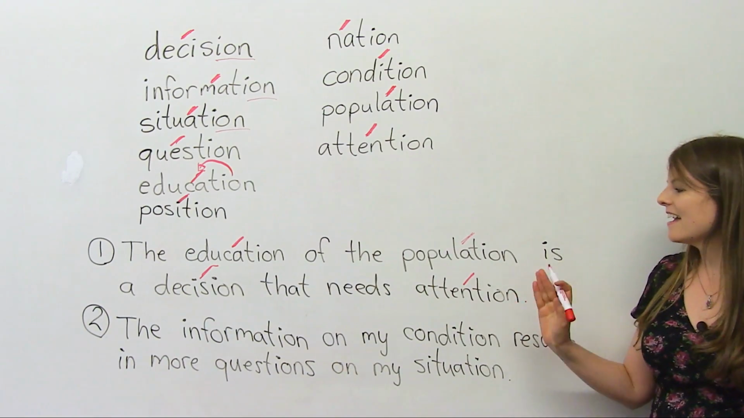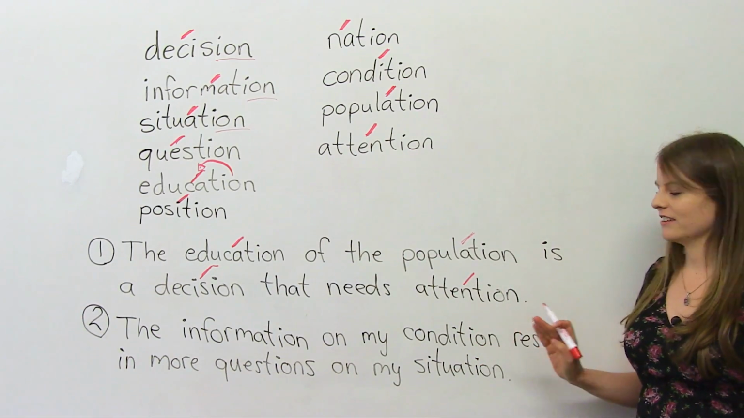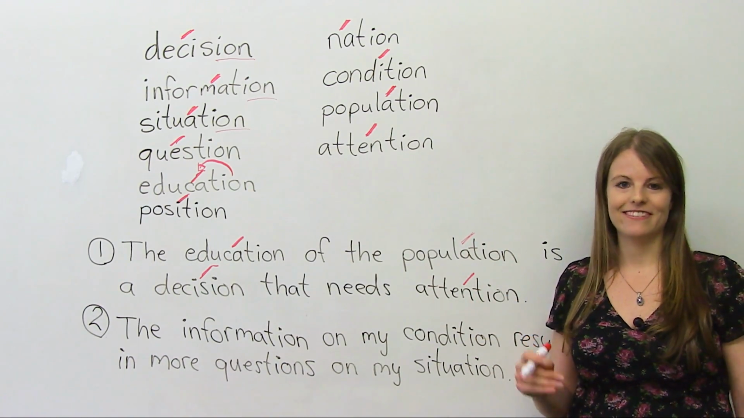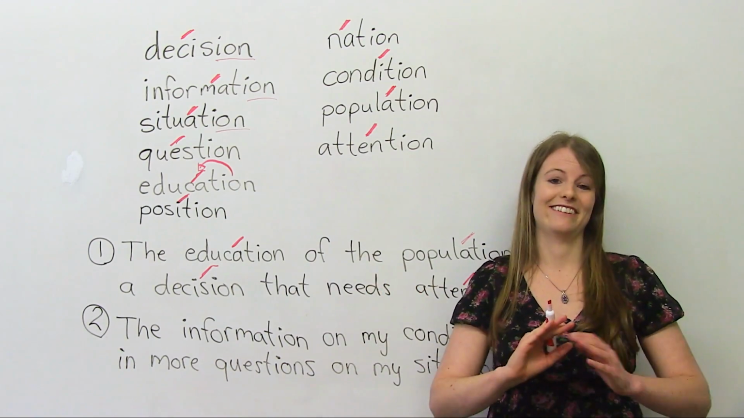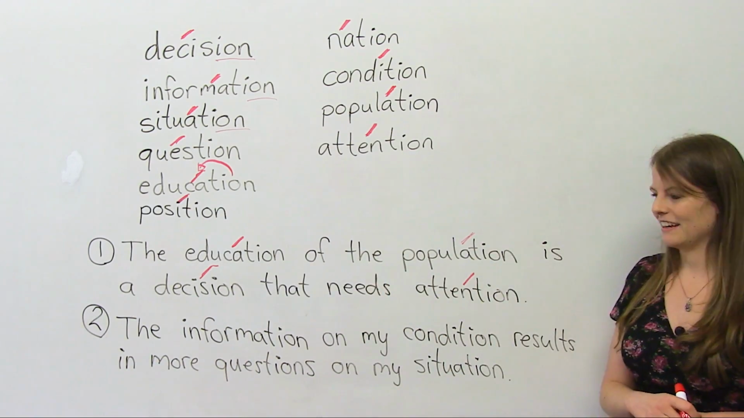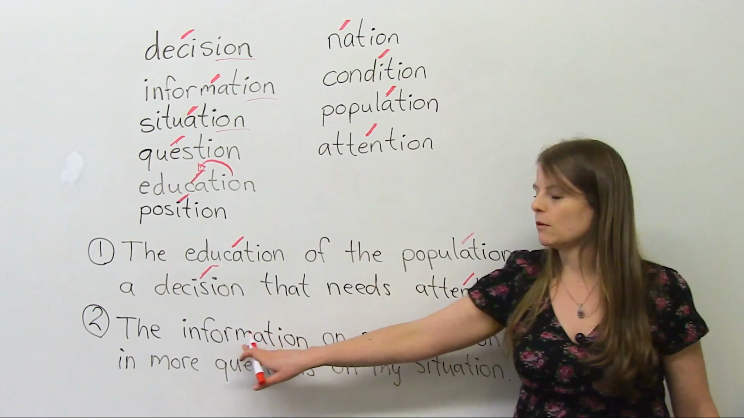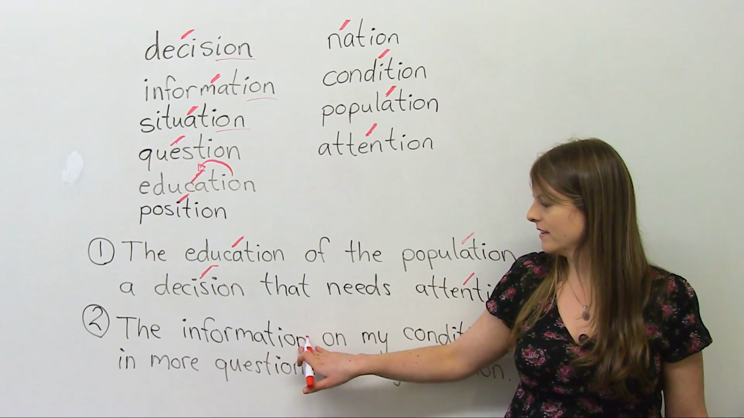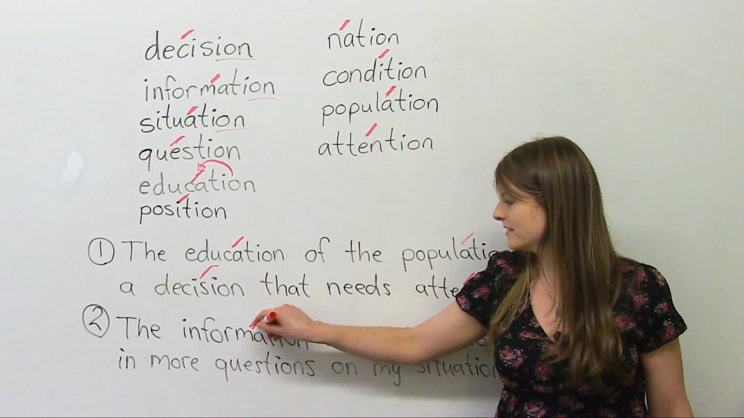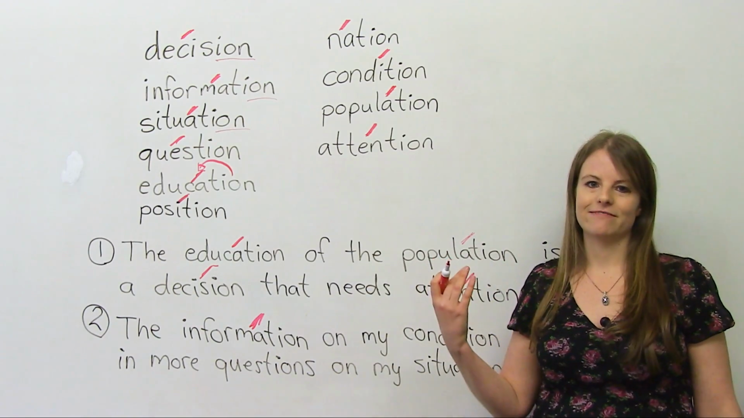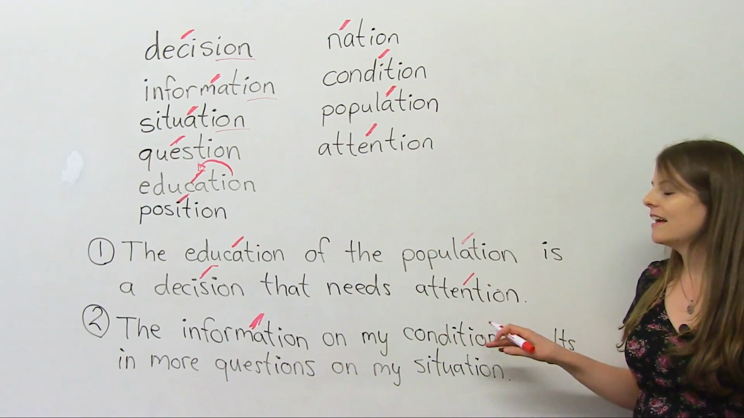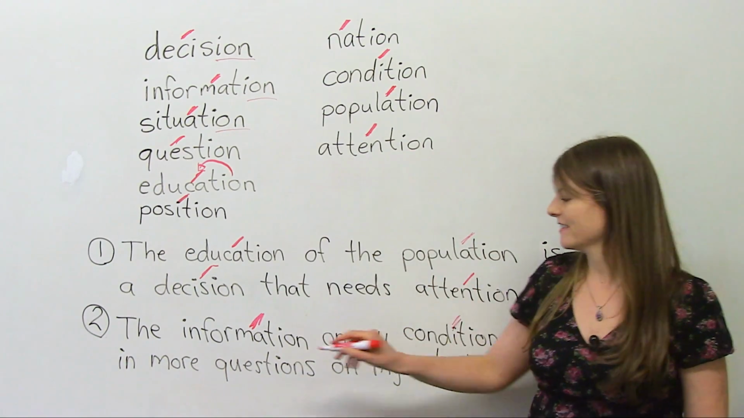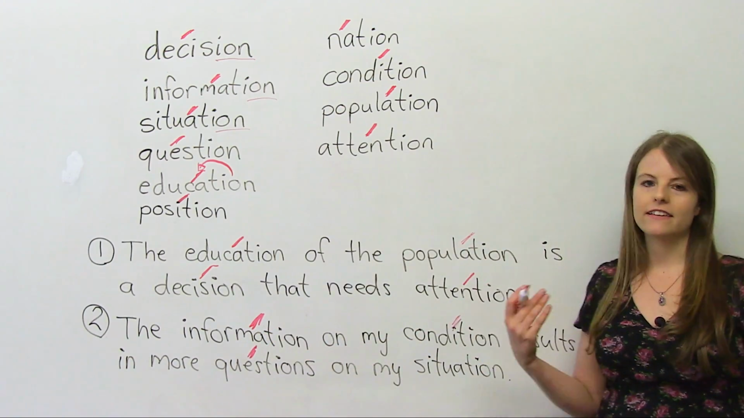The second sentence is, the information on my condition results in more questions on my situation. Again, the meaning of this sentence does not matter. Let's practice the pronunciation of it. Okay, so tell me, where does the stress go? Is it here, here, here, or here? If you said here, you are correct. So let's say this. The information on my condition results in more questions on my situation.